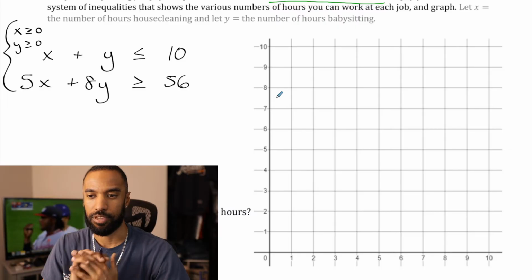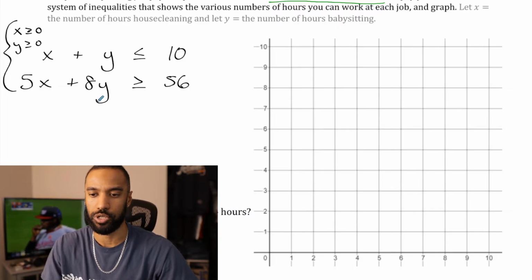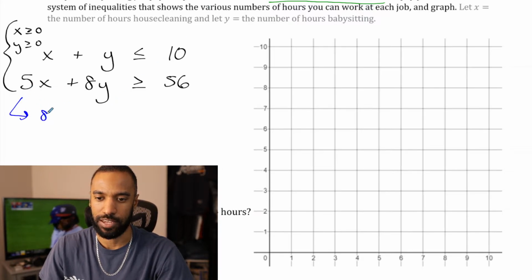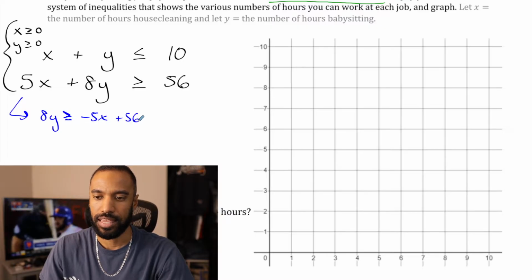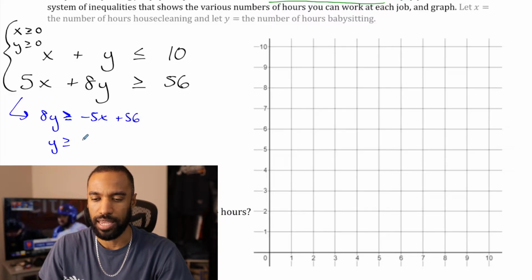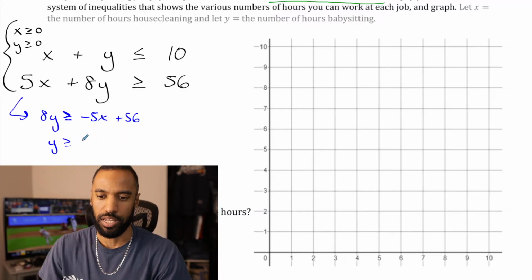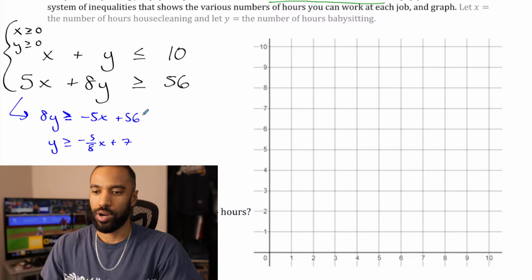In order to graph them, I think what's best is to write these in slope-intercept form, at least the bottom equation right here. Let's get y by itself by subtracting 5x over. Oh, not equals, greater than or equal to. y is greater than or equal to mx plus b form. And then dividing both sides by 8. y is greater than or equal to negative 5/8 x plus 56 over 8, which is 7. So this is one of the ones I can graph here.